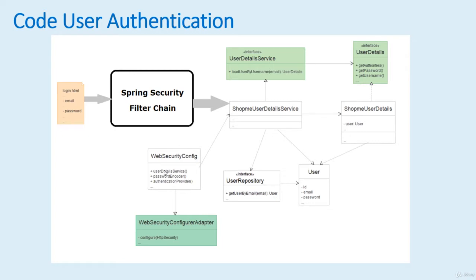And then we need to update the WebSecurityConfig class to tell Spring Security that the ShopmeUserDetailsService will be used as a user details service, and the authentication provider is based on database. And behind the scenes, some filters in the Spring Security filter chain will intercept the request coming from the login page, and then it will call the configured user details service to perform authentication.